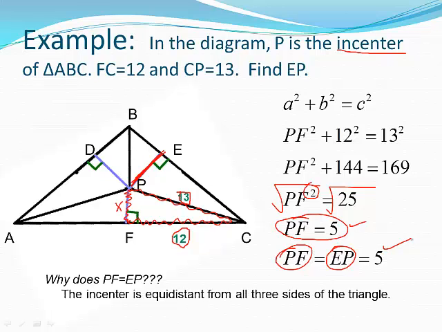So, why does PF equal EP? Again, the in-center is equidistant from all three sides of the triangle. And how do we know that? Again, because they tell us it's the in-center.